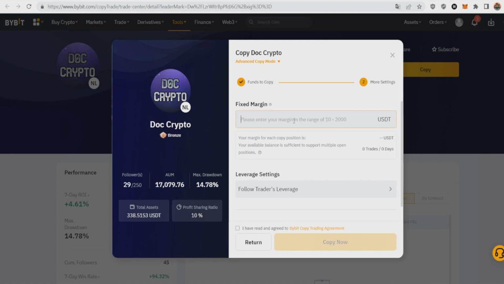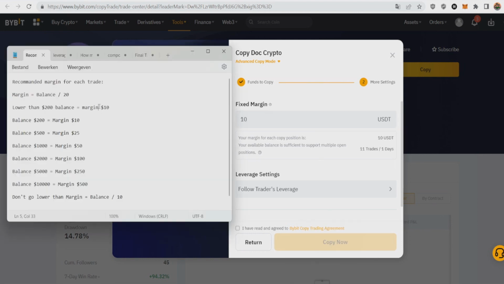So here we come to fixed margin. This is basically the amount of money that the master trader is going to use each trade. So basically what I recommend is that your margin is always your balance divided by 20. So if you have a balance of $200, be sure that your margin is 10. If it's 525, if it's 1050, 2100, 500, 250, 10,500, and so on.